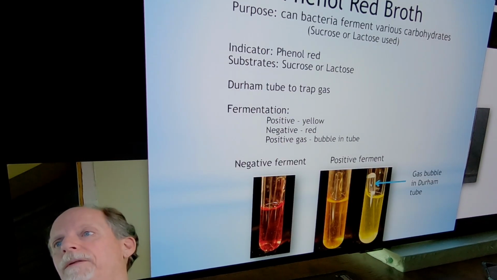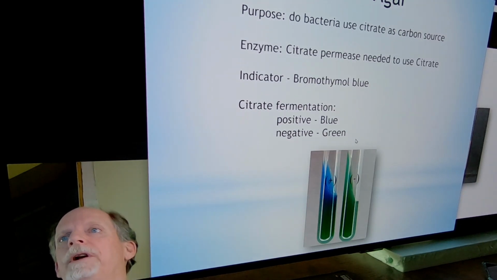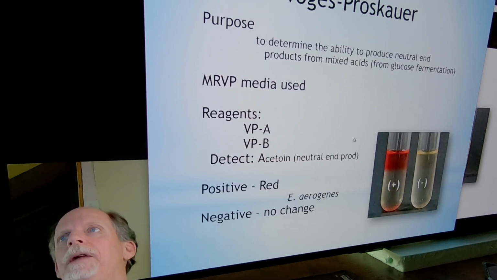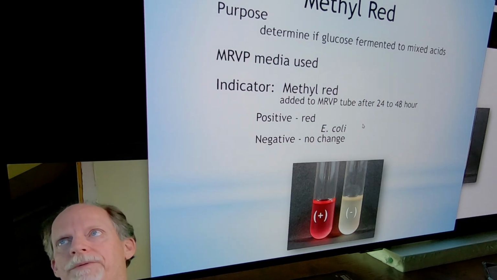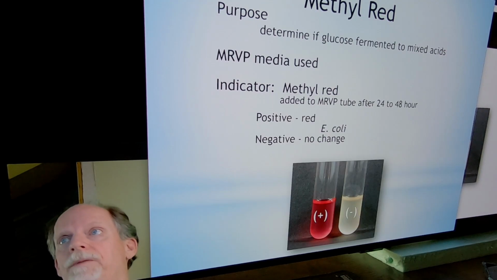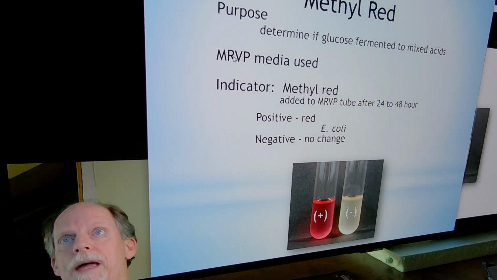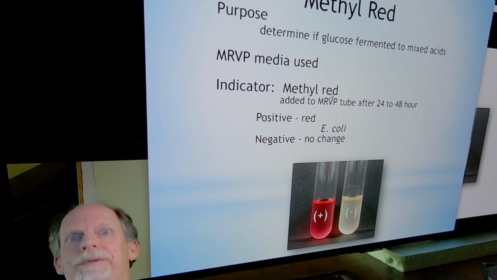All right, this is the phenol red broth, right? The Durham tube is what has the bubble. Citrate agar, this is pretty easy. And then to tell that you're at the methyl red test or the Voges-Proskauer test are the terms. If you see a question about neutral end products, Voges-Proskauer. If you see a question referring to what mixed acids are generated, then it's the methyl red test. That's how you can differentiate these two. They both use MRVP media. The name of the test is methyl red test. The name of the indicator is methyl red. So, keep that in mind.